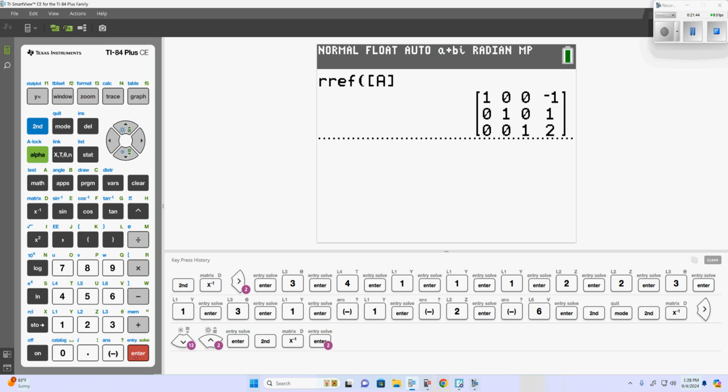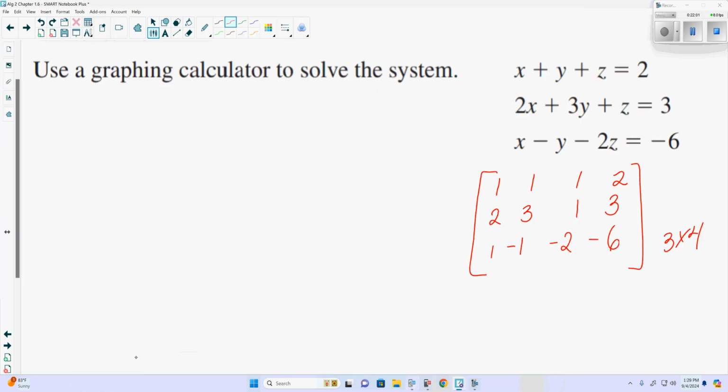We all have something like this here. So that diagonal of ones, and the last column is our solution. The first one's our x, the second one's our y, third one's z. So x is -1, y is 1, z is 2. So our solution is -1, 1, 2. The solution for this system of linear equations is -1, 1, 2.